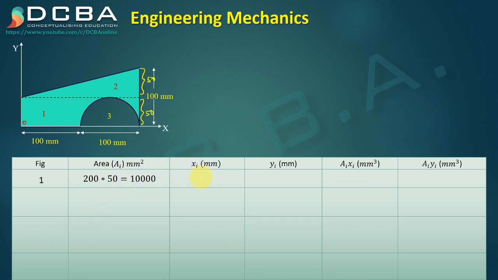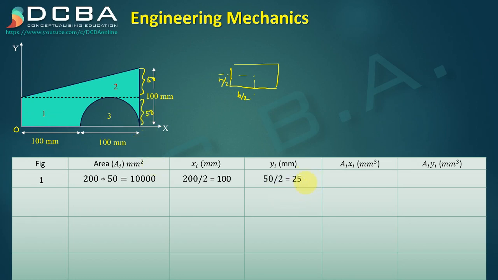xi is the centroid of this area 1 from point O. So from this point O, what is the centroidal distance of area 1? Area 1 is a rectangle. So the centroidal distance of a rectangle is b by 2 along x and h by 2 along y. So b by 2 means 200 by 2, which is 100. And yi is the centroidal distance of area 1 in the y direction, which is h by 2 from point O, which means 50 by 2, which is 25.